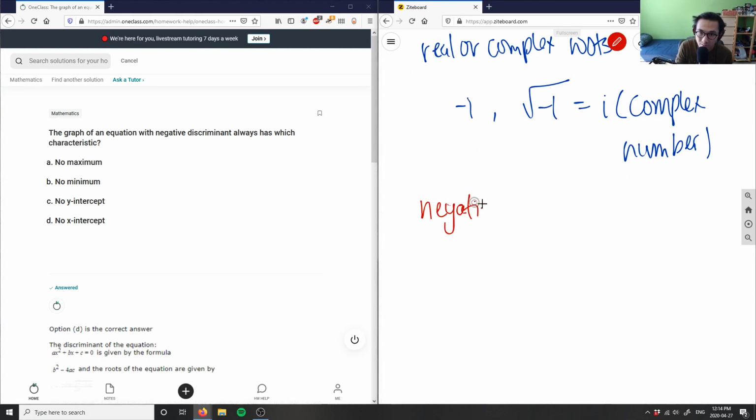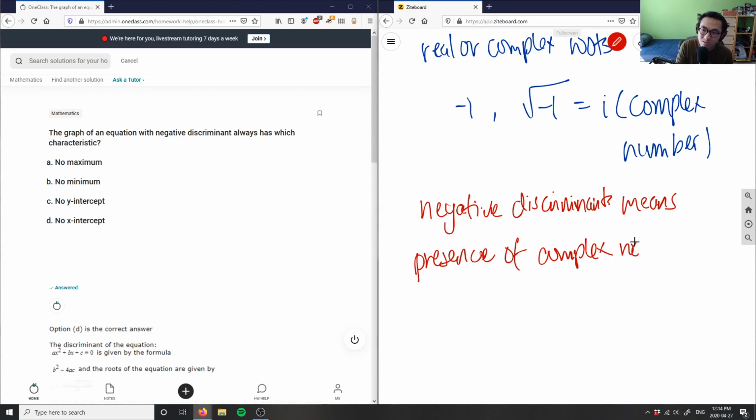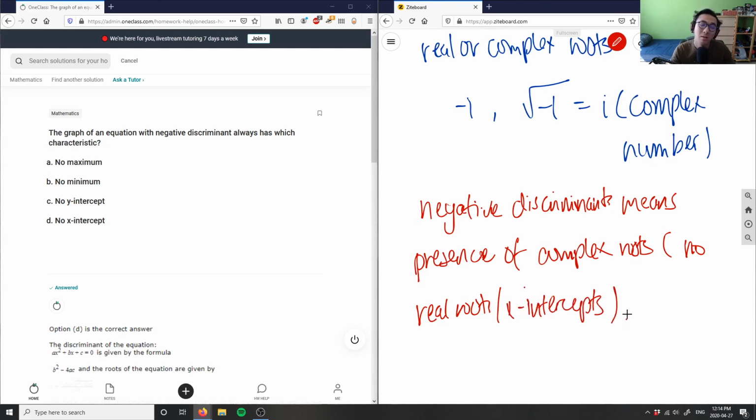negative discriminants means presence of complex roots, which means there are no real roots. So there's no real x-intercepts here. There's something in the complex plane, but not in the real plane.